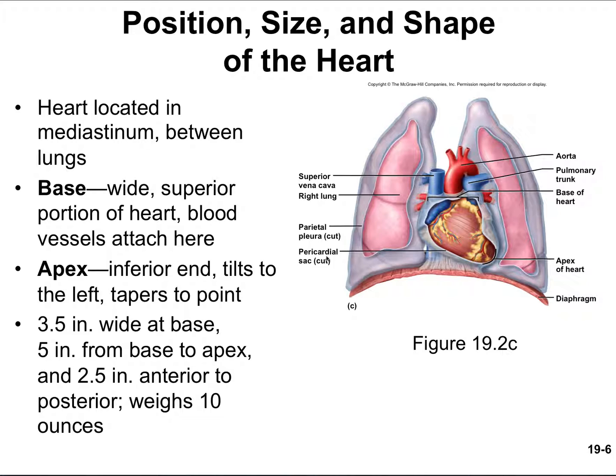The heart is located in the mediastinum, between the lungs. The base of the heart is wide, and the blood vessels are attached there. The apex is at the inferior end, and it tilts to the left and tapers to a point.